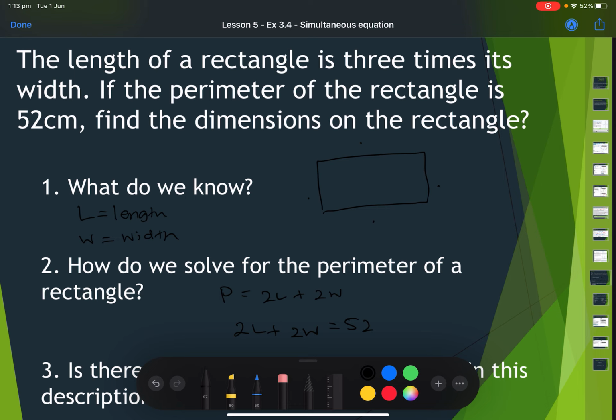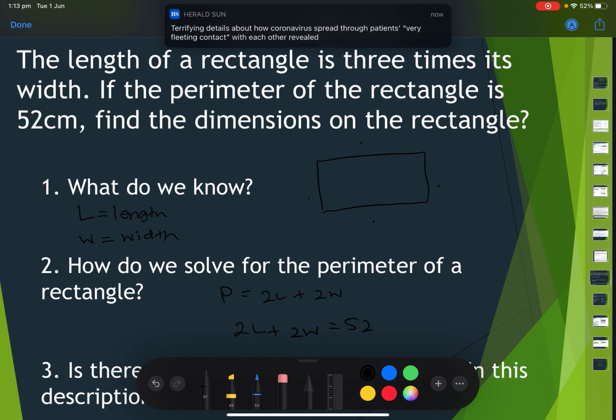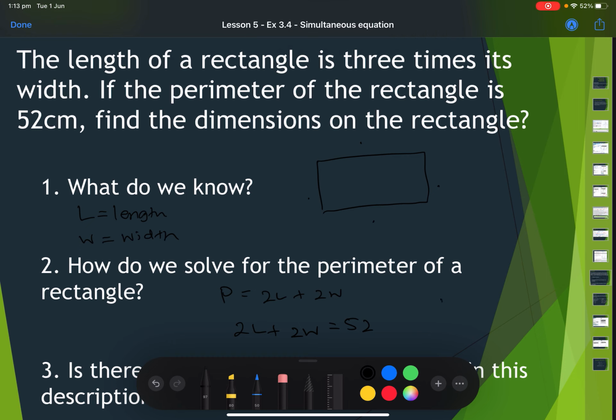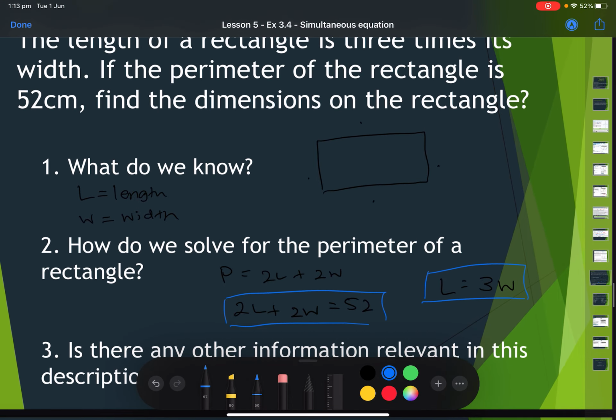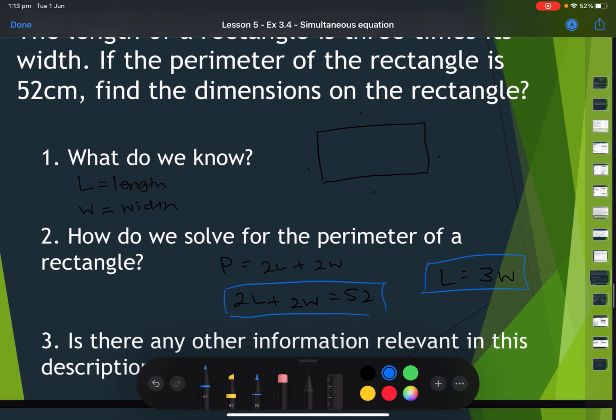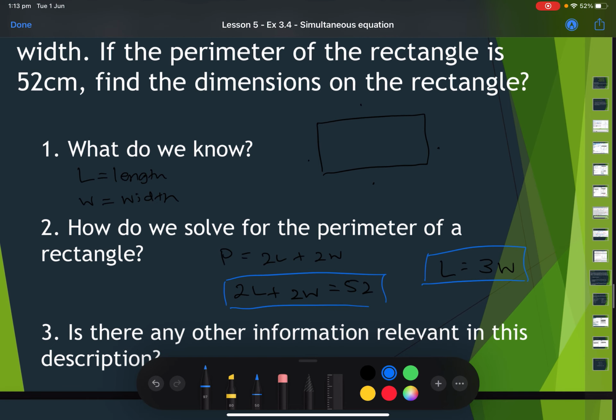We haven't been told any other information for this one. Okay. If we were told though, no, actually we have. We've been told that it is 3 times its width. So we also know for our second equation, the length of a rectangle is equal to 3 multiplied by W. So we now have our 2 equations. Okay, we can follow the same steps as above to graph both of those equations and find the intersection point. That intersection point will tell us our values.